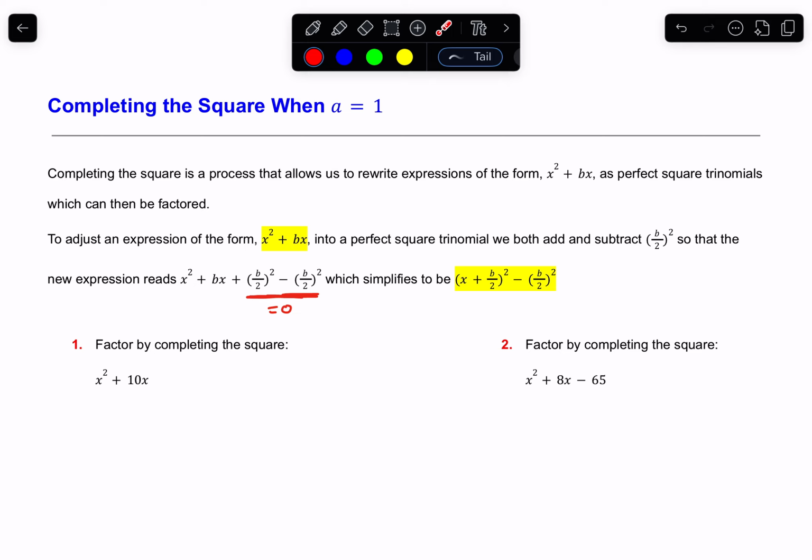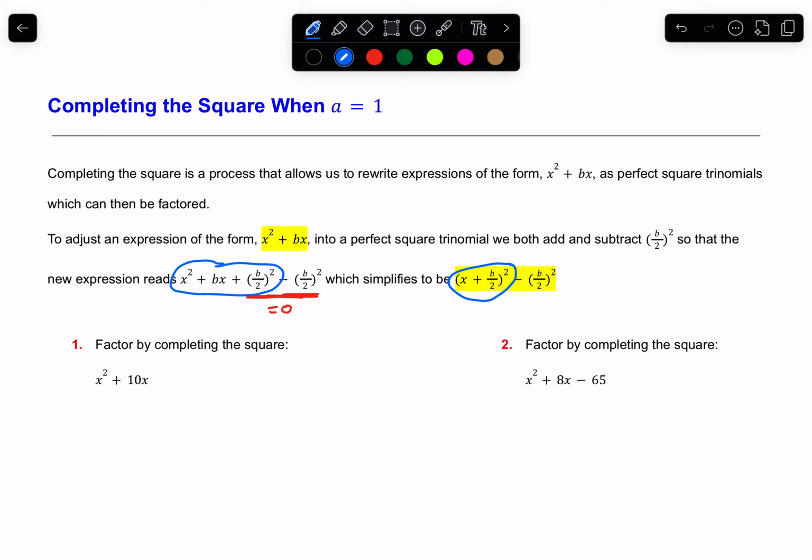Okay, so now, once we've written b over 2 squared minus b over 2 squared there, then we want to do what the actual purpose is, which is to factor these first three terms here into a perfect square. Well, they already are a perfect square trinomial, but we want to factor them using that fact, and they're going to factor to be x plus b over 2, the whole thing squared. Okay, so right here, this x squared plus bx plus b over 2 squared, that factors to be x plus b over 2, the whole thing squared.